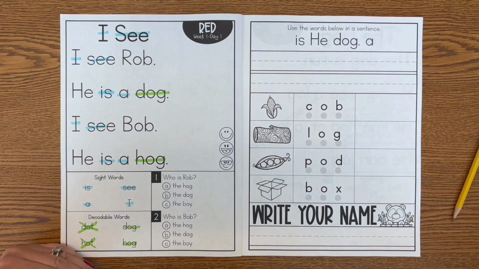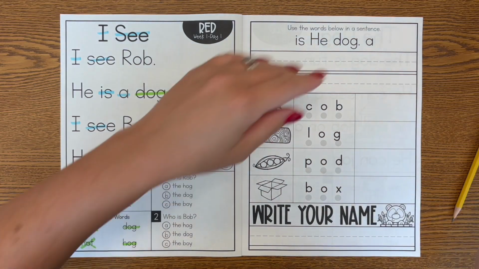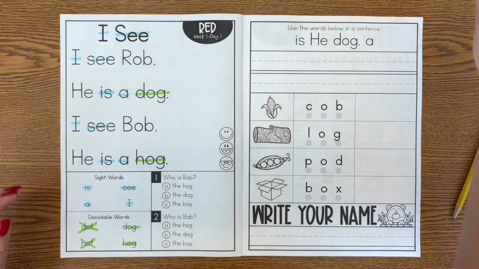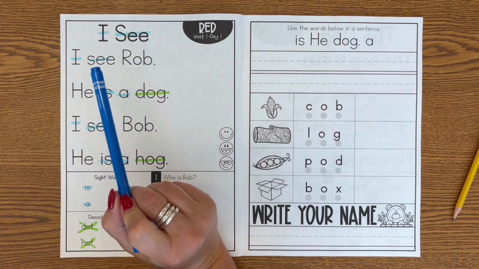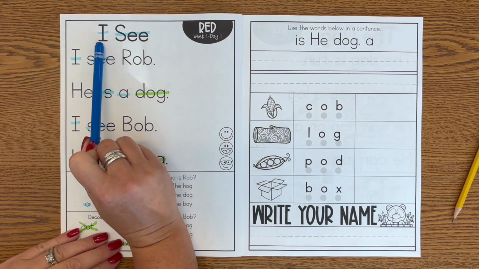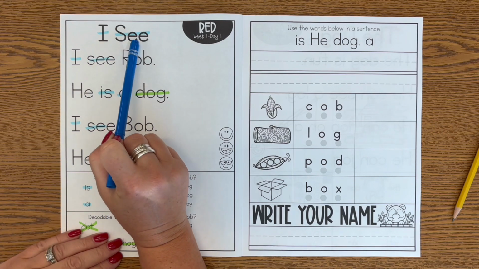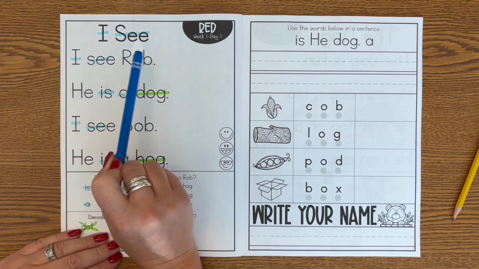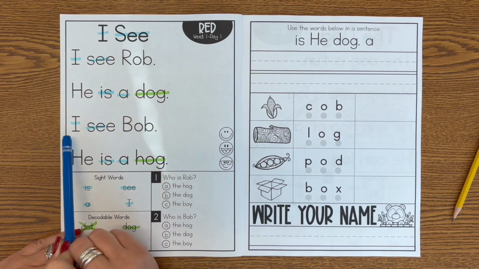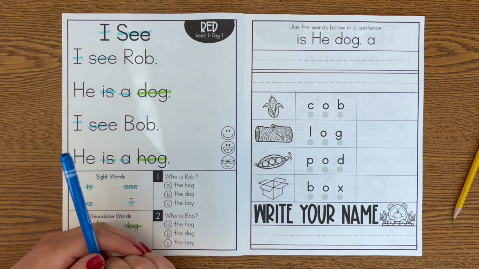So after we do this, then we are going to use some scented markers as pointers. You could use something more fun, but oftentimes for me, I don't have the patience for that. So I might have them point at the title, and I would read, I see. Then we read the story. I see Rob. He is a dog. I see Bob. He is a hog.